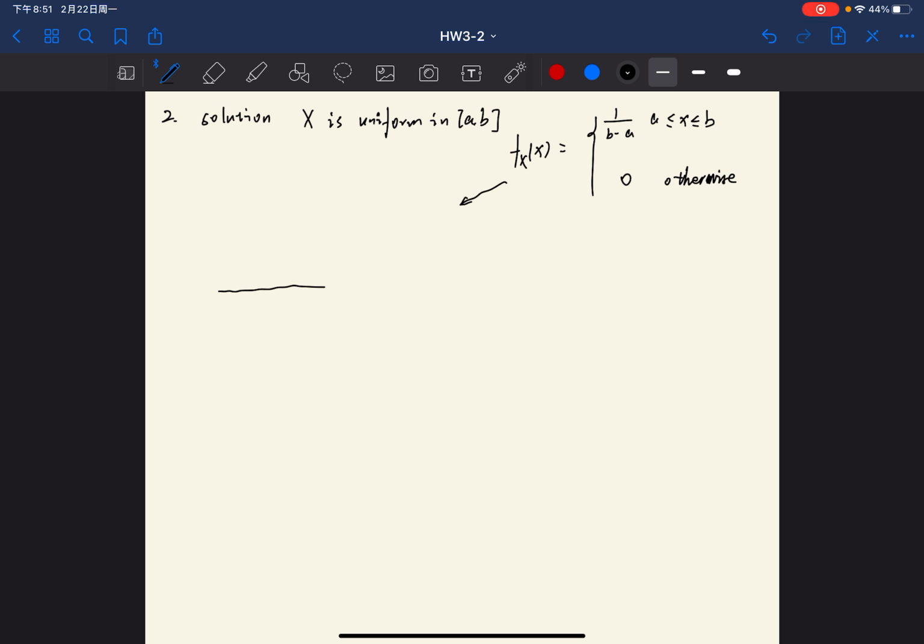In this question, we know that x is uniform in a to b. And so we can write the probability density function as this expression. And we can also draw the figure of the probability density function as this.